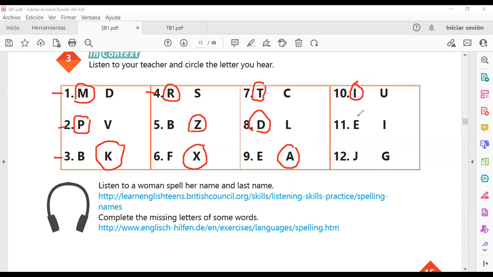Esta no se la dicté. Okay, esta no se la dicté. Sorry. Ese fue mi error. Okay, number 12. G. J. You hear G or J? J, right? Very good. Okay, thank you.